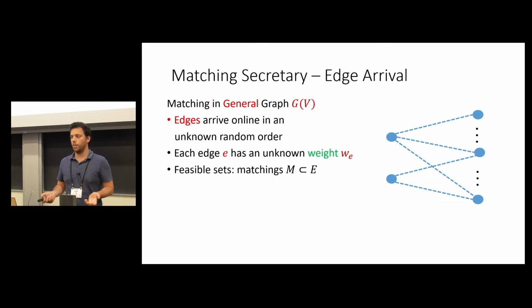The edge arrival model is defined similarly, but now instead of vertices arriving online, the edges arrive online in a random order. Again, we need to commit upon each arrival of an edge whether to match it. If both vertices are available, we are allowed to match it. And again, the objective is to find an approximate maximal matching.